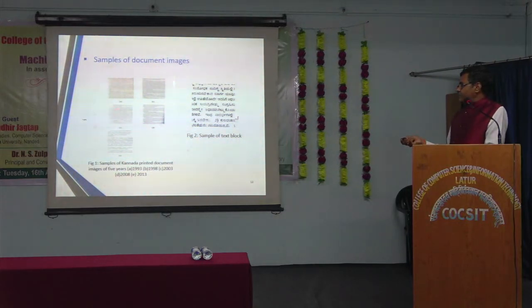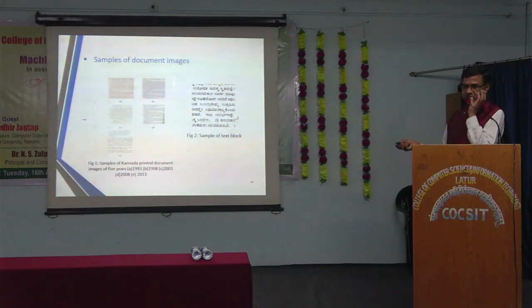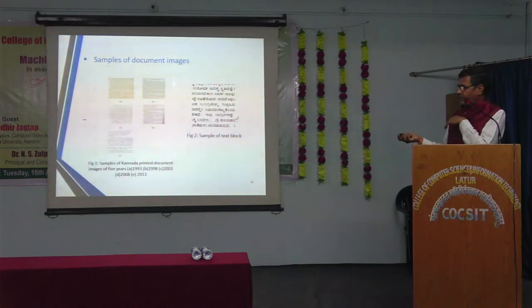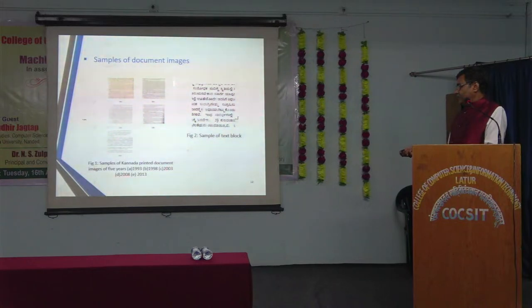These are the sample documents. From these documents, we have made 256 by 256 text blocks, and we created such text blocks from the documents. So these are the sample documents we are using for the experiment. There are some documents in Kannada, English like that. But these belong to 1993, 1998, 2003, 2008, 2013. So at five-year intervals, we collected the documents which were printed in 1993, the documents printed in 1998, the documents printed in 2003, and so on. We collected a few documents and segmented them into blocks.